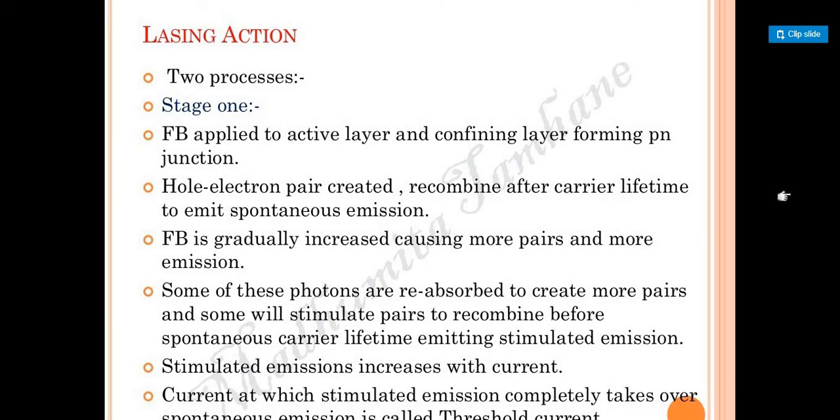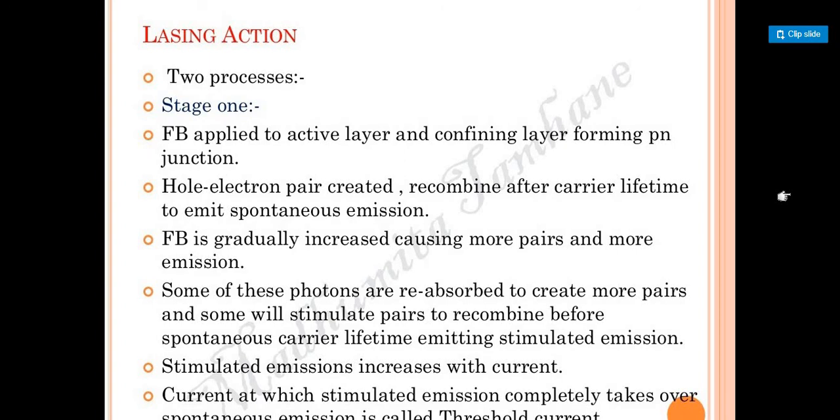Lasing action means nothing but the process of how the laser is going to get the intensity in one direction, how the laser is going to obtain the light. So that is called lasing action. That can be done by using two processes. First is stage 1. In stage 1, what will happen?